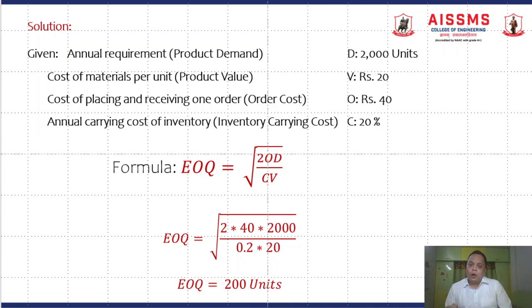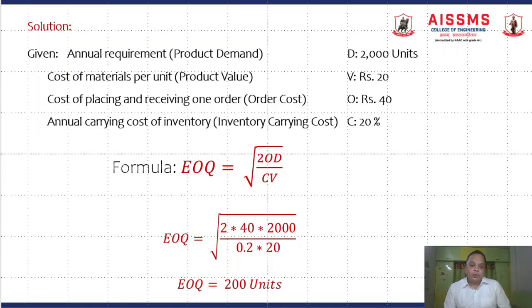We know that the ordering cost is 40 rupees, multiplied by 40 into demand is 2000 rupees, divided by 20%, means 0.2 into 20, which is the value per unit or the cost of material per unit. So EOQ comes out to be 200 units.